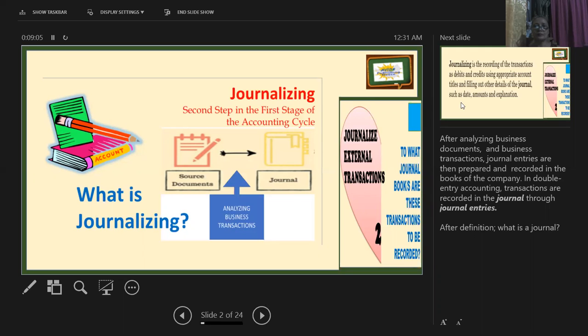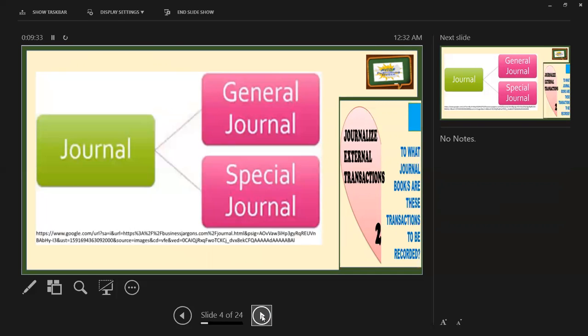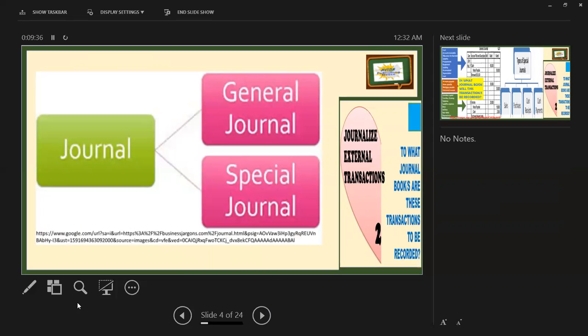So, journalizing is the recording of transactions as debits and credits using appropriate account titles and filling out other details of the journal, such as date, amounts, and explanation. There are two kinds of journals. We have the general journal and the special journal.